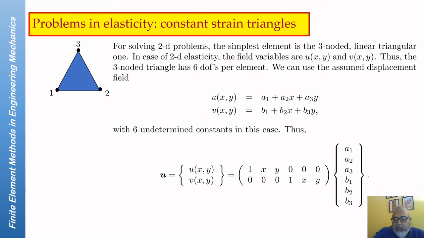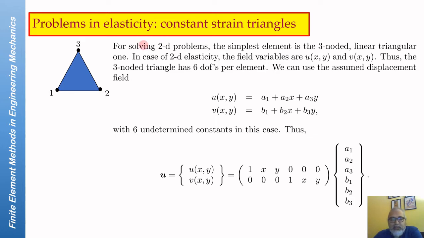Okay, so let us now try to solve problems in elasticity, which is what we intended to do in the first place when we started this course. So at last we have reached there. The simplest kind of elements for 2D problems in elasticity are the so-called three-noded triangles, which are also called linear triangles or constant strain triangles. Why they are called constant strain triangles, we will understand in a moment.